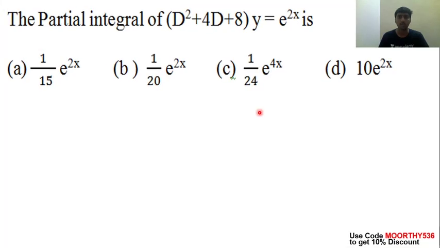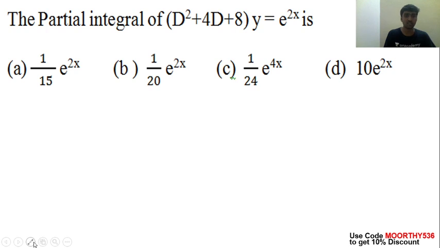Here are multiple choice questions for the e power ax format. The first question: (D square plus 4D plus 8) y is equal to e power 2x. These are the four options. Now we are going to identify the solution for the given differential equation.